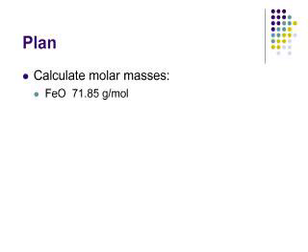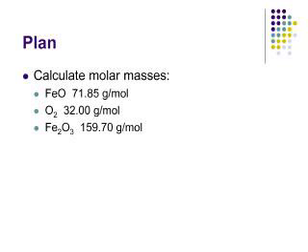So I've recorded all my molar masses to at least 2 decimal places. All right, so the iron(II) oxide is 71.85 grams per mole. The diatomic oxygen is 32 grams per mole. The iron(III) oxide is 159.70 grams per mole.